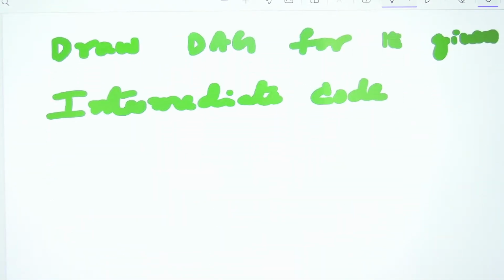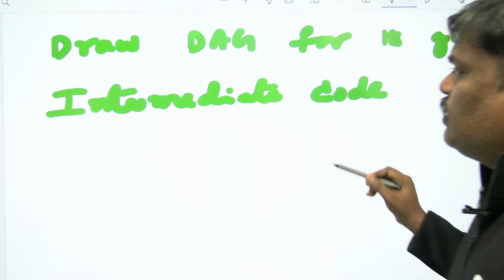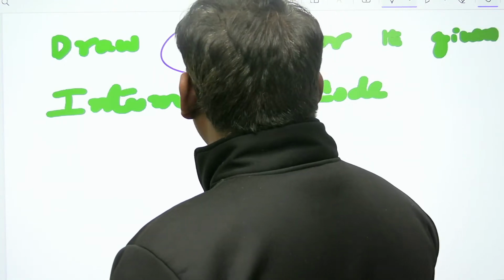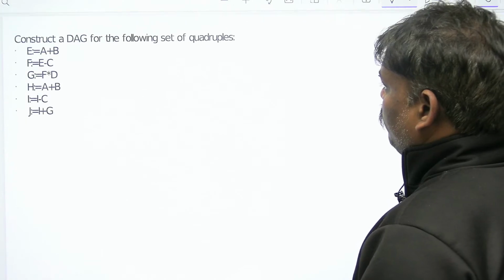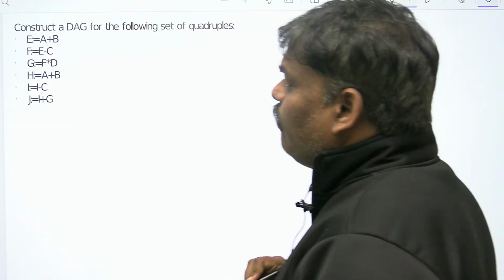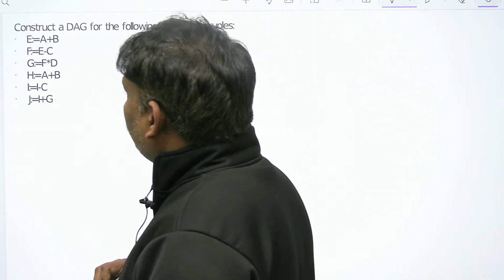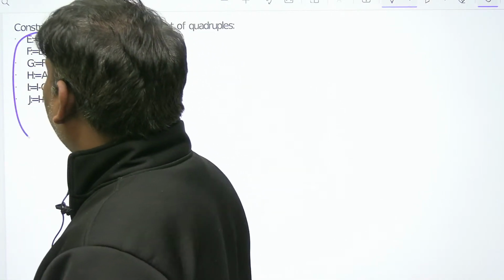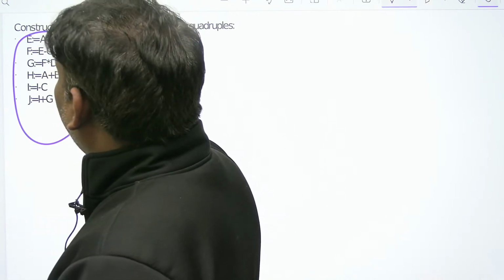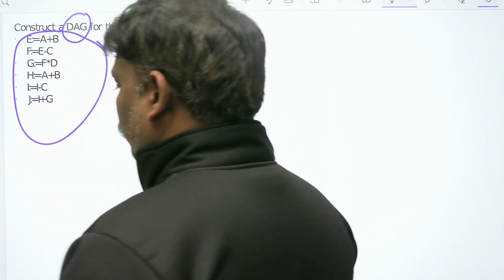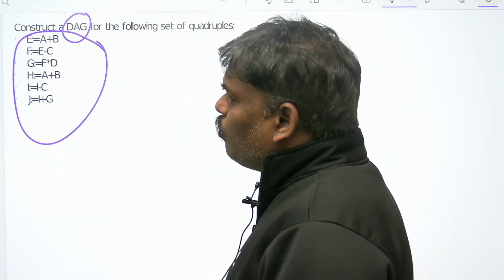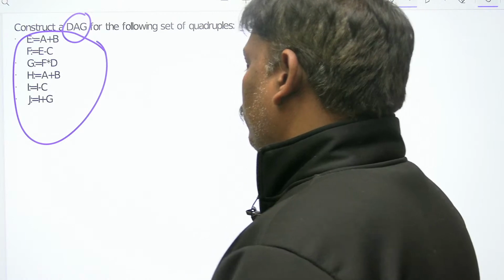Let's see the next one. In the next chapter, what are the important ones? Draw DAG. SSA important, DAG also important. So I give one example. Listen everyone now, for the given intermediate code, drawing the DAG is important.